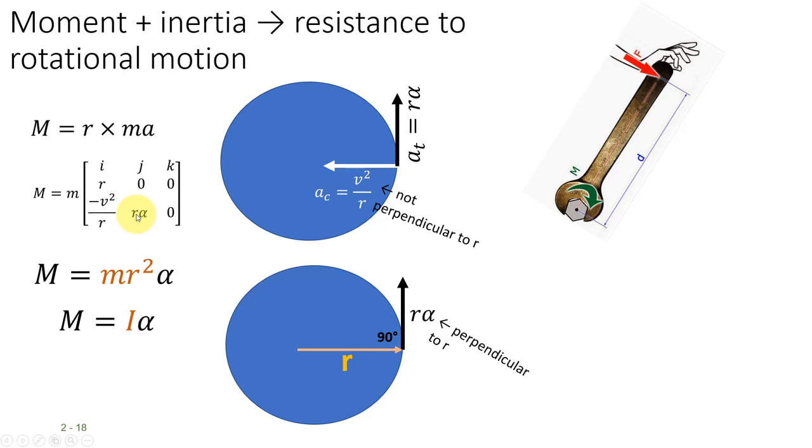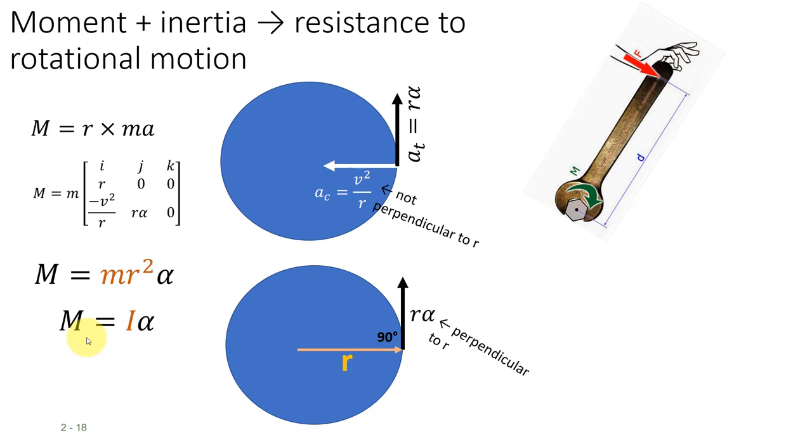And so when you crank through the r cross ma piece of your moment, what you end up with for that cross product is, you're really worried about how the magnitude of the velocity is changing. So the r alpha piece of it. So that gives you that r squared again. So you have an r squared times m, and you see that inertia coming out again. And so F equals ma, moment is equal to I alpha.